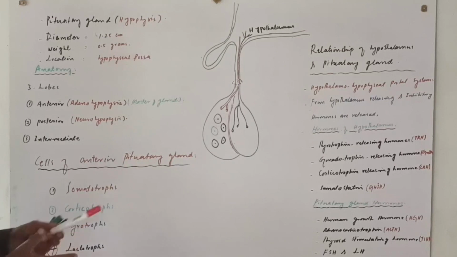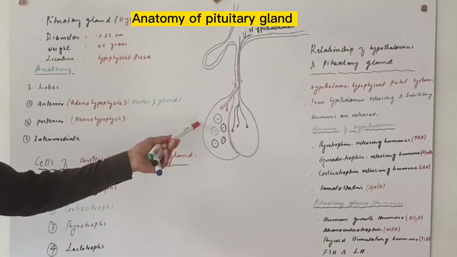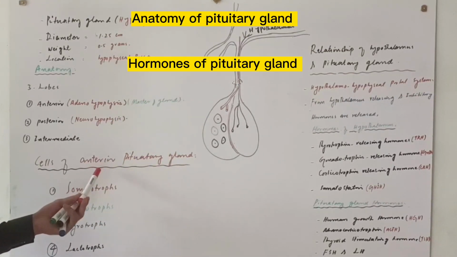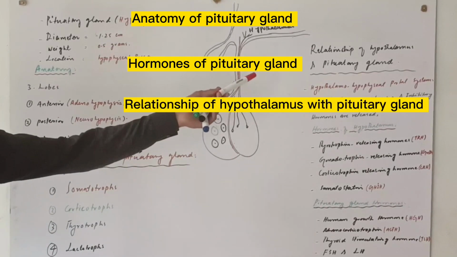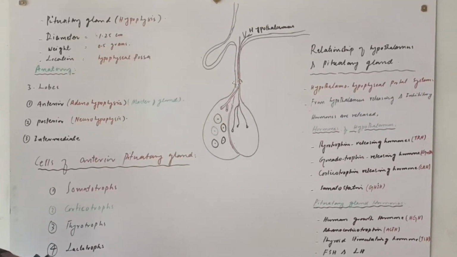In this video I am going to talk about the anatomy of the pituitary gland, the hormones of the pituitary gland and the relationship of hypothalamus and the pituitary gland. So first I am going to discuss the anatomy of the pituitary gland.